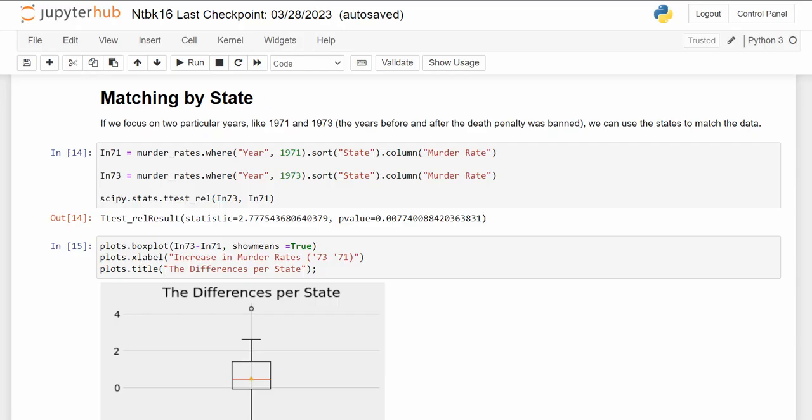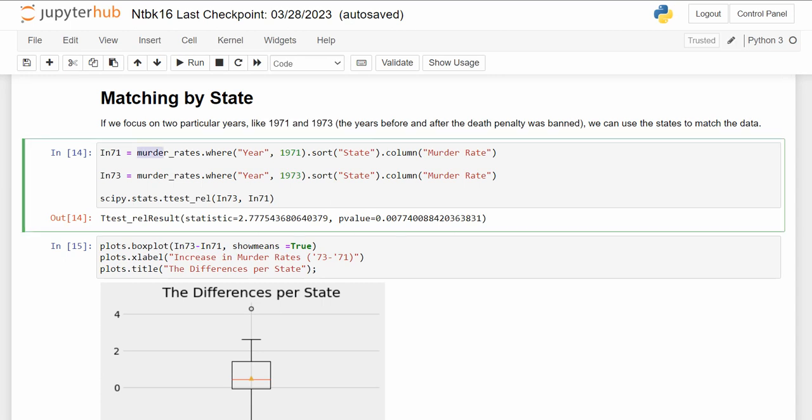All right, so we're going to match by years. And so you see that we're in the murder rates table where year is 71, sorting by state, and getting the murder rate. Okay, so we're also doing the same thing for 73. Year is 73, sort by state.